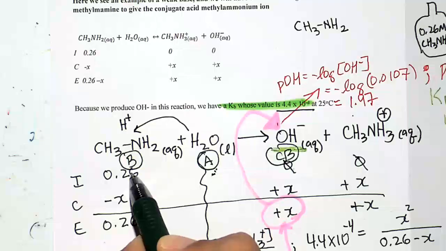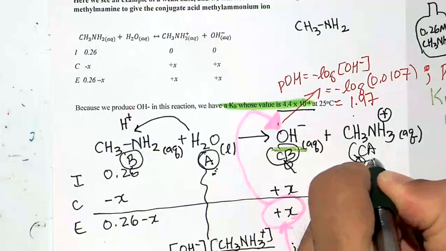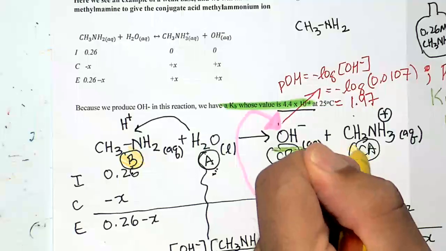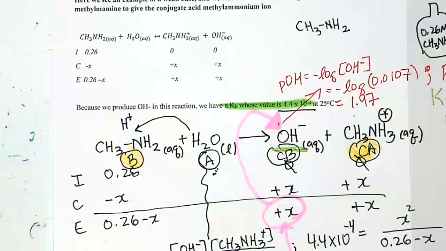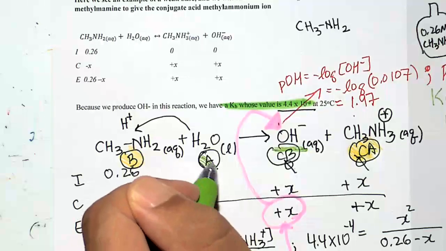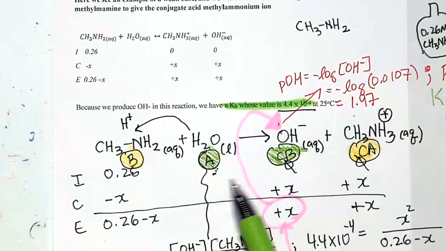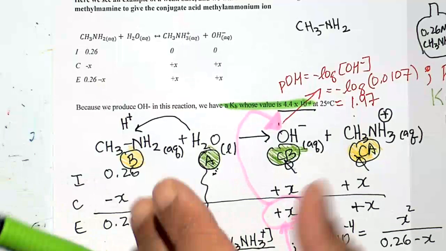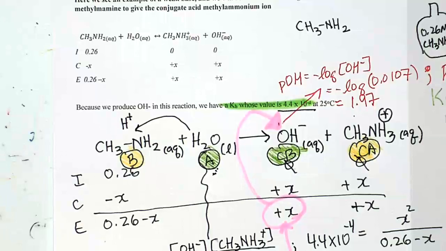This one takes that proton. It's the base, because bases take protons. What would its conjugate be? CH3NH3 plus. So this is the conjugate acid. On an exam, make sure you know the conjugates of each other. These two are a couple based upon giving and taking an H plus proton. These two are a couple based upon giving and taking an H plus proton.